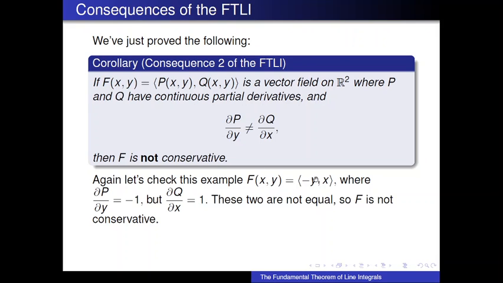Big F of x, y is minus y in the first component and x in the second. So P of x, y is minus y and Q of x, y is x. So the partial derivative of P with respect to y is minus 1, but the partial derivative of Q with respect to x is plus 1. These two are not equal. So our original vector field, big F, is not conservative.